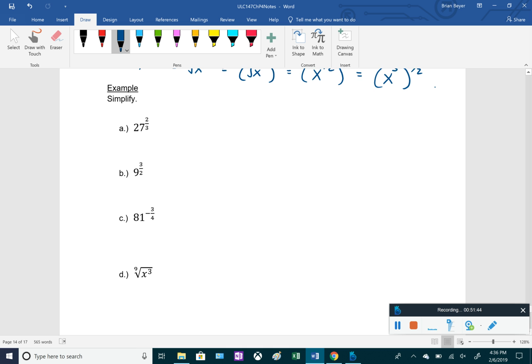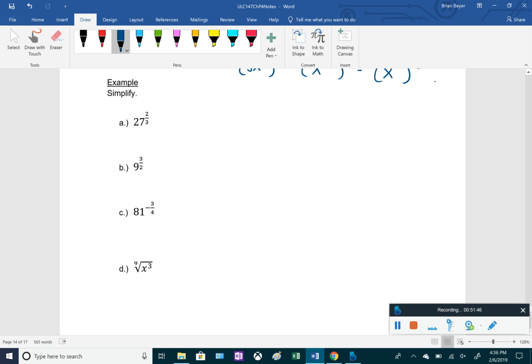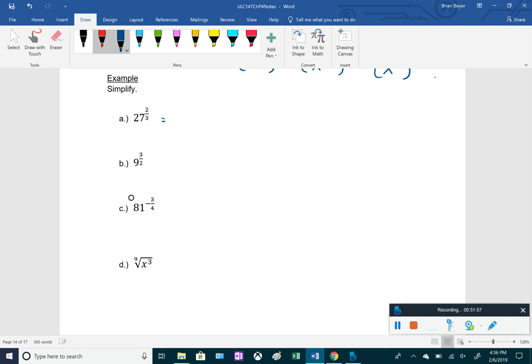Okay, so let's do some examples here. For the first example, A, we have 27 raised to the 2/3. Like I mentioned, try to simplify it using the root first. So I'm going to rewrite this as 27 to the 1/3 and then squared. If you want to, you can think about it like this, the 3rd root of 27.